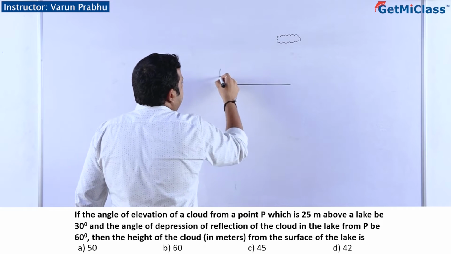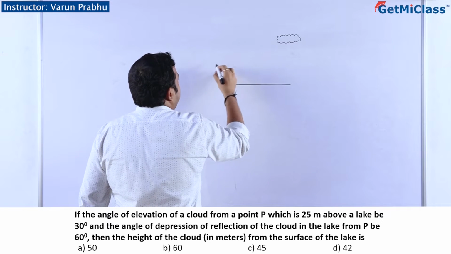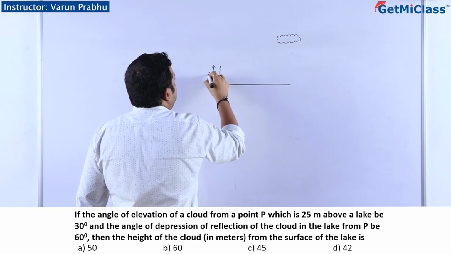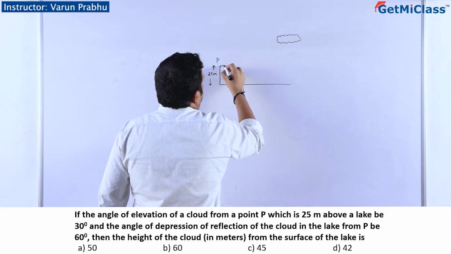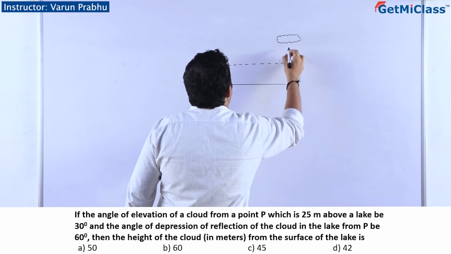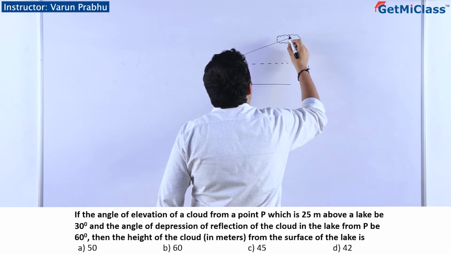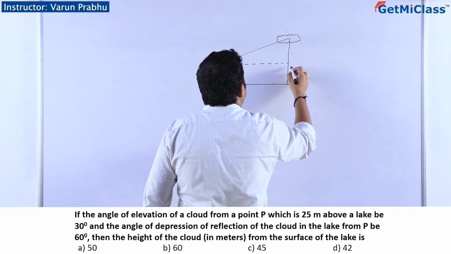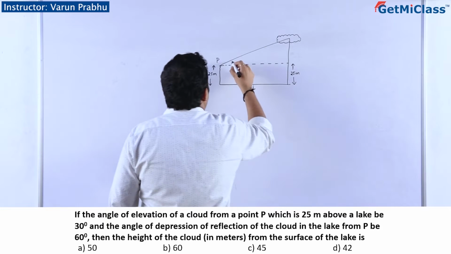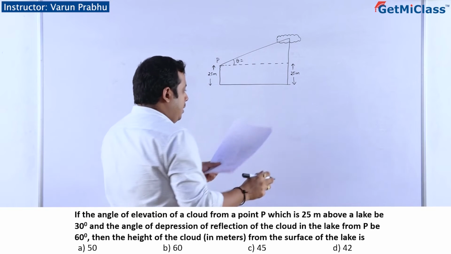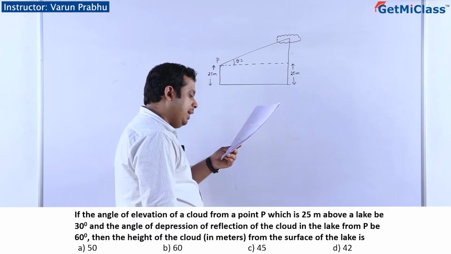See, this is the lake surface. Now the point P is here, which is 25 meter above the lake. Okay, from the point P, the angle of elevation of the top of the cloud, like this, the angle of elevation of the top of the cloud, this is 25 meter. Is it okay? Angle of elevation of the top of the cloud is found to be how much degree? It is given in the problem as 30 degree.